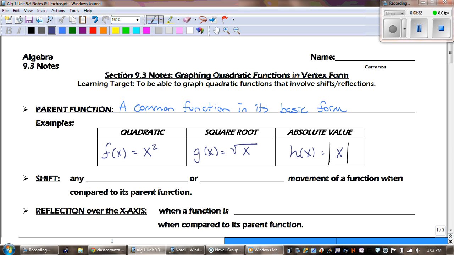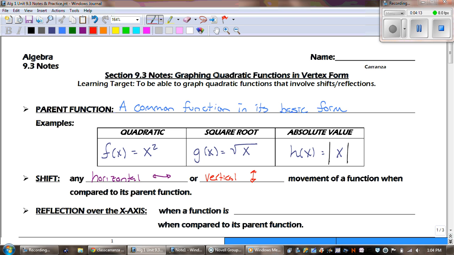Now, today we're going to be talking about shifts, okay? And the two types of shifts that we're going to be talking about is that there could be a horizontal shift. Now, a horizontal shift means from left to right, okay? The other type of shift we could have is a vertical shift. And the vertical shift would be up and down, okay? And that's movement of a function when compared to its parent function, okay?